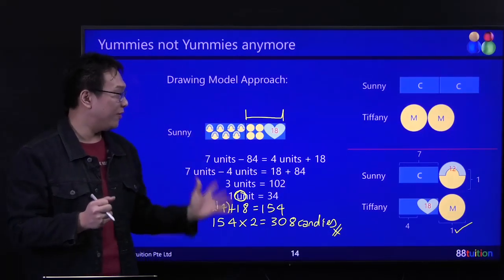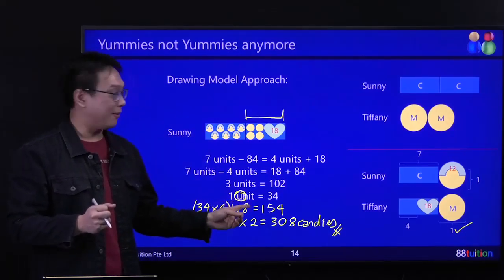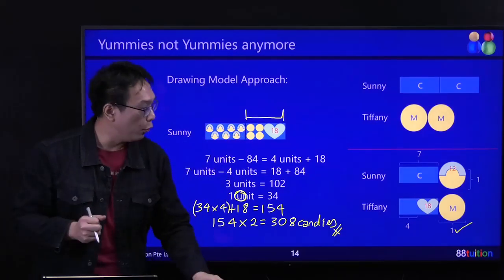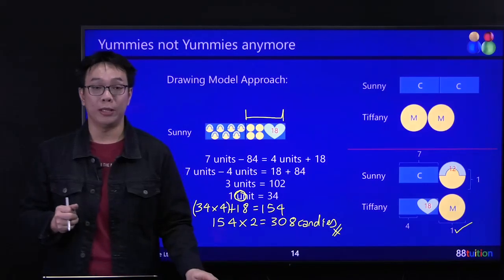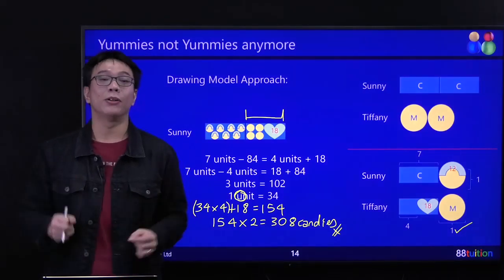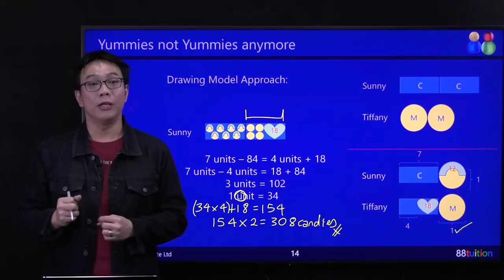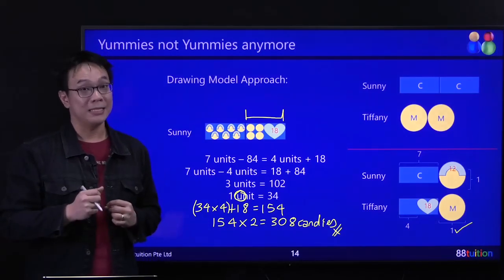So you must be very clear what the unit represents. Is it a Pokeball or is it a unit? So you have to be clear, and always look out for the linkage between them. This is called the units model diagrams approach. Next, we're going to do something called the units and parts. You see whether they are similar or not.